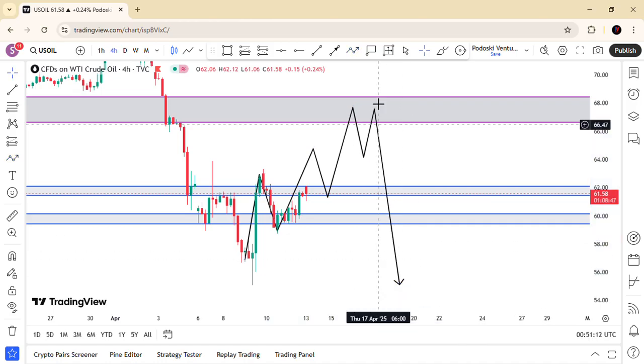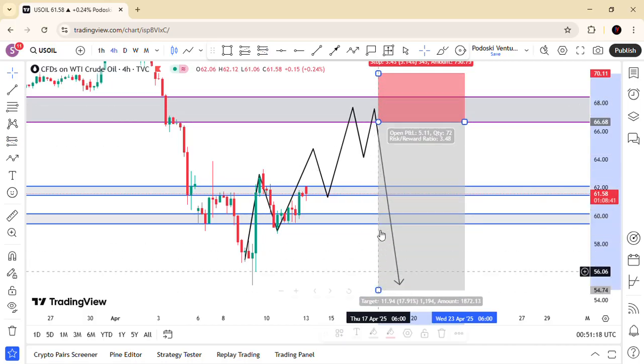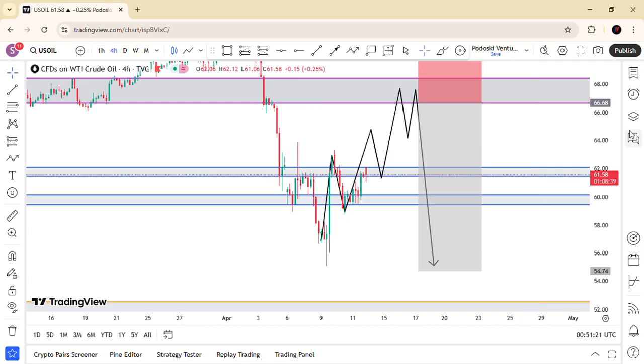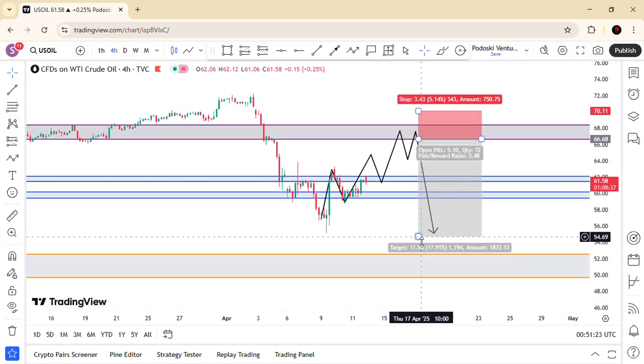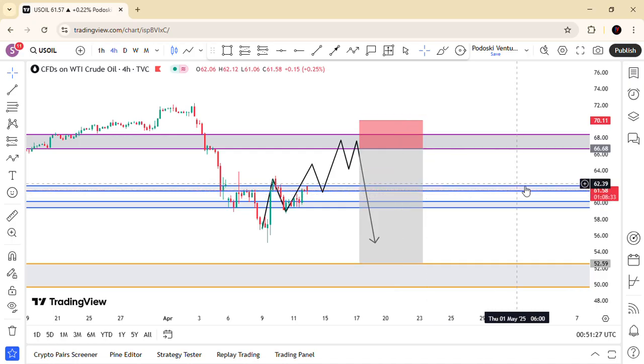So what you are going to do is wait for price to tap into the monthly low, then we look for selling opportunities all the way to the downside on US oil.